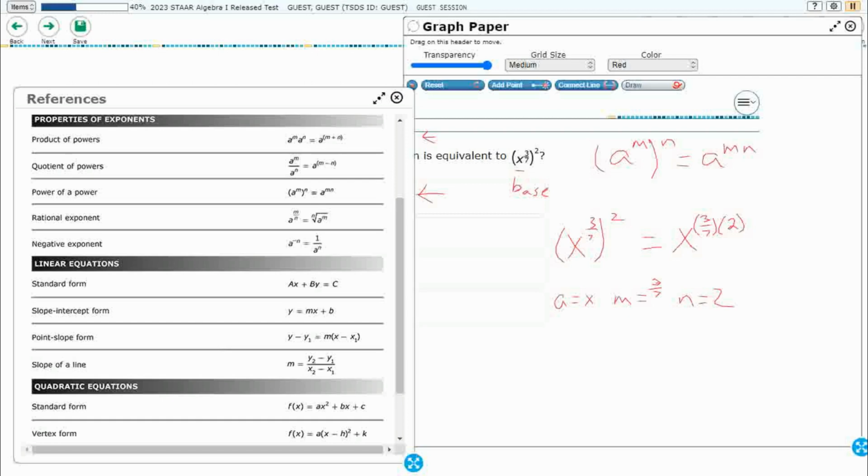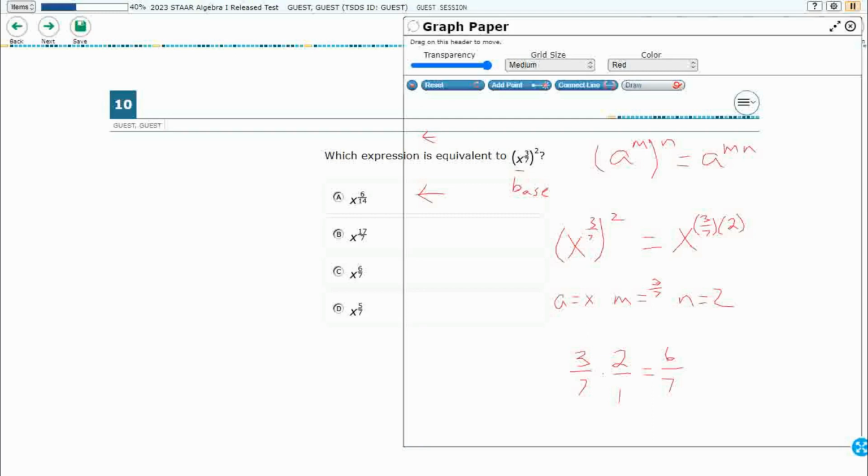Remember, when we multiply two numbers, if they're fractions, you just multiply straight across. If they're not fractions, you can make any whole number a fraction by putting it over 1. So now we just multiply straight across. 3 times 2 is 6. 7 times 1 is 7. So we get 6/7. So it's going to be x to the 6/7. It's strange to have a fraction in there, but we're just going to leave it like that. It does look like we have an option here at C.